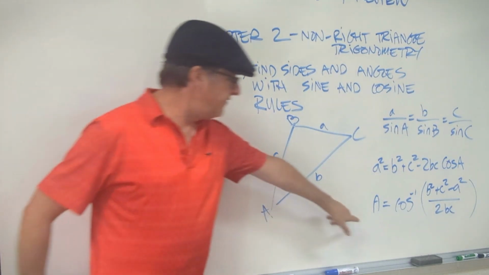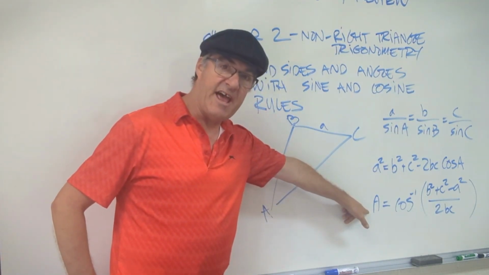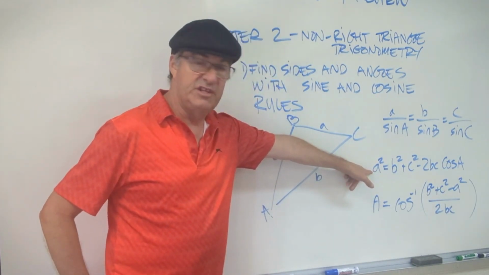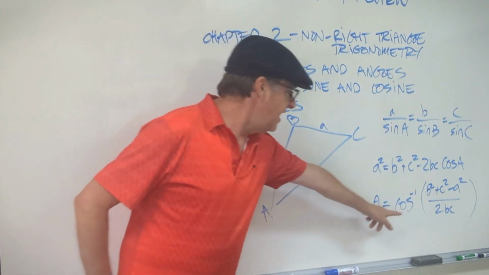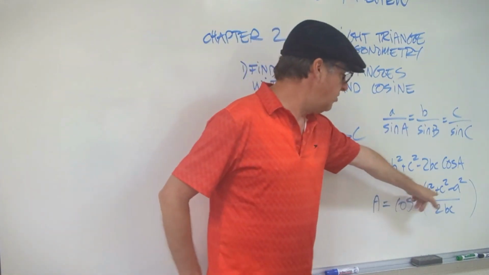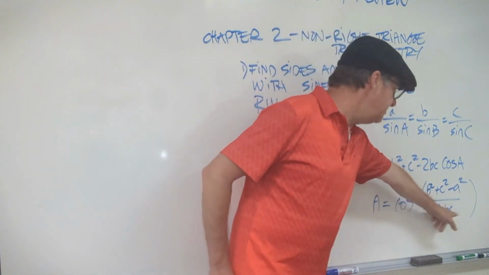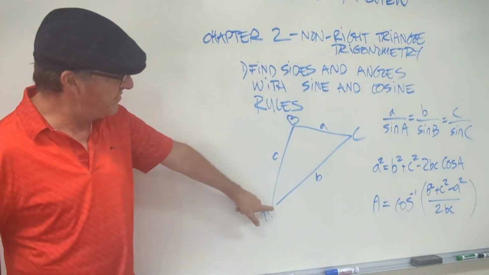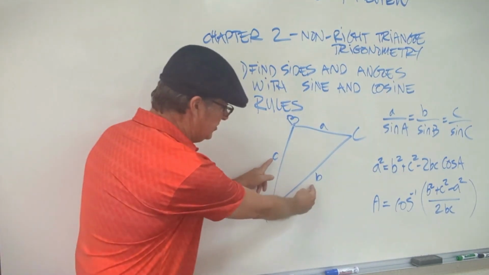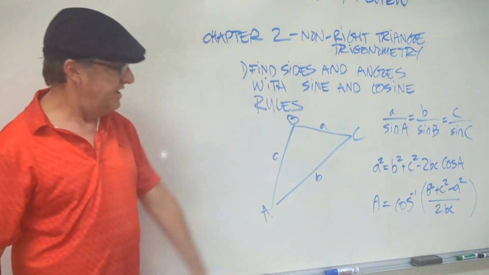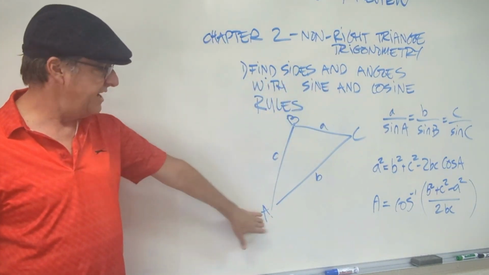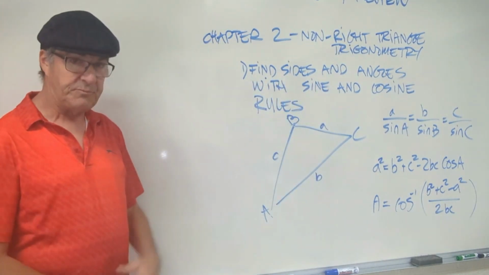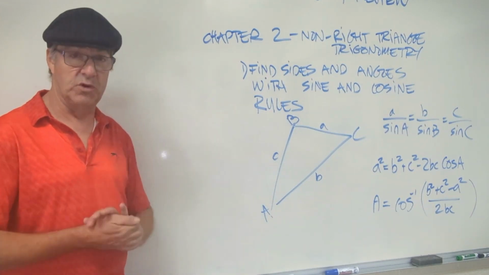Finally, we can solve the cosine rule for angle A. All I've done is rearrange this equation and solve for A, and that's the inverse cosine of b squared plus c squared minus a squared over 2bc. And it's the same relationship. To find this angle, I need these two sides and that side, and then I can find the included angle using that formula.